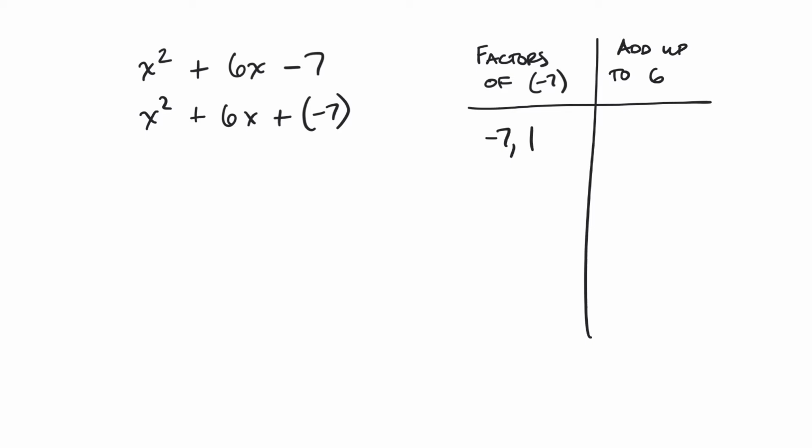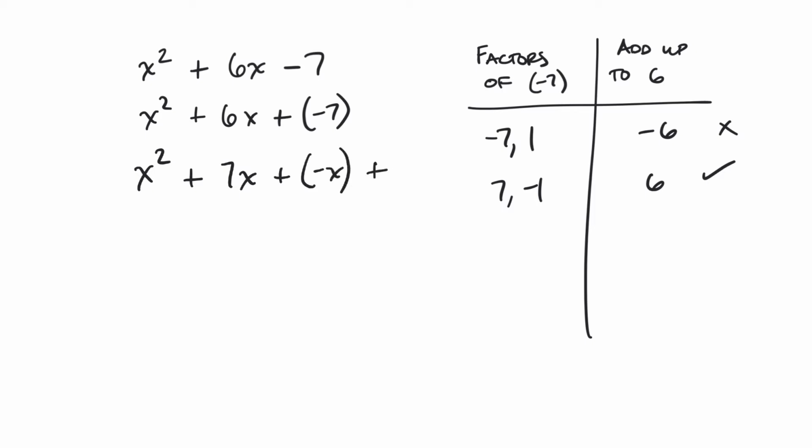-7 and 1, that adds up to -6. That is not meeting our requirements. 7 and -1, that adds up to 6. That is going to work. So we are going to replace this 6x with 7x plus -1x. So we'll do that now. x squared plus 7x plus -x plus -7.